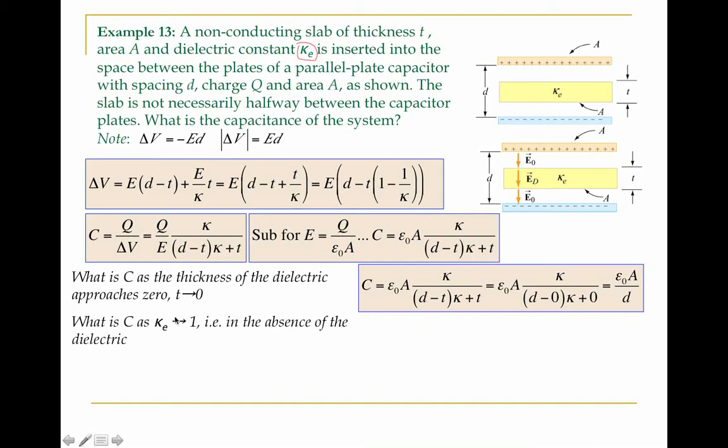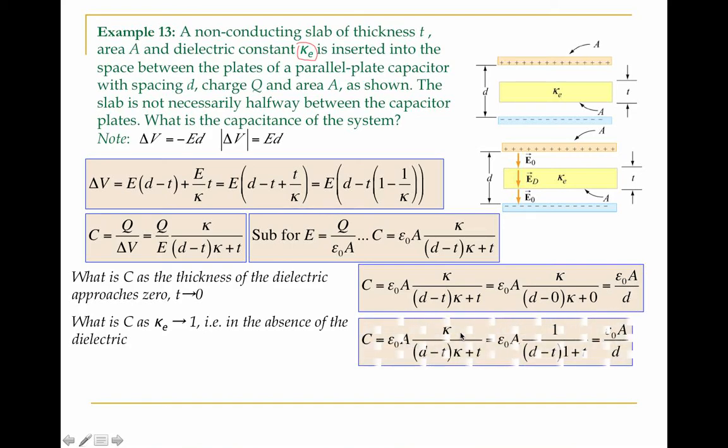Second, what happens if kappa goes to 1? That means it's air, right? If it is air, that means this kappa is equal to this kappa, so it simply goes back to the same value, epsilon A over d. So if kappa is equal to 1, I have d minus t plus t, so these will cancel, and this will be 1, so I get epsilon A over d, and these are the same.